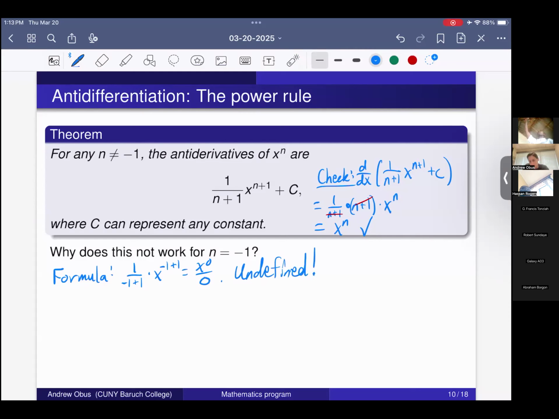Okay, so we're going to need another formula for when it comes to n equals -1 that we're not going to do today. That's going to involve logarithms. Okay, for now, we just won't do x to the -1. But the power rule works for everything else. Because if you try to use this formula for -1, you end up getting a 0 in the denominator, and that's no good.